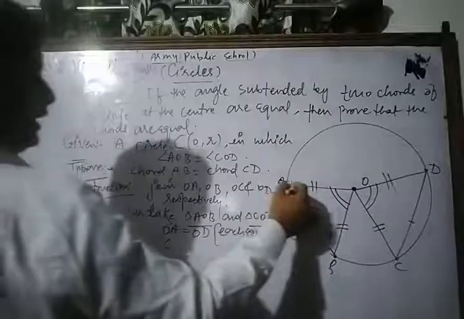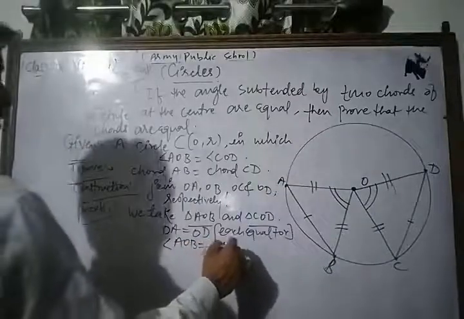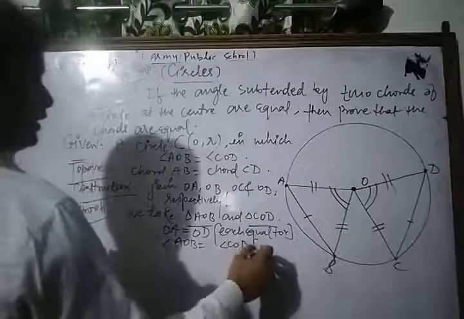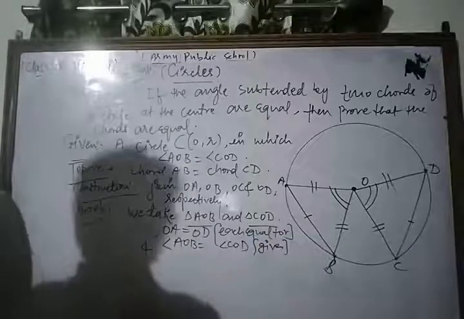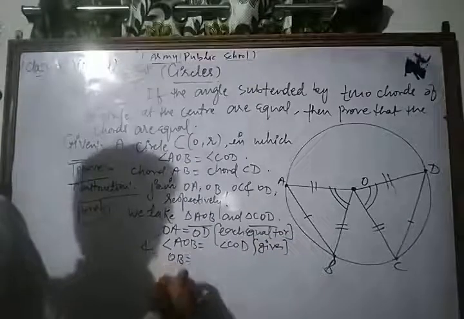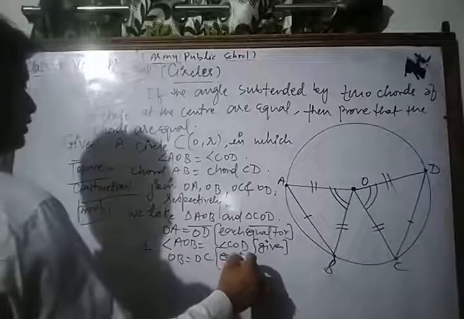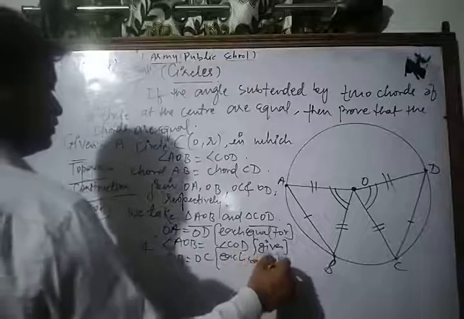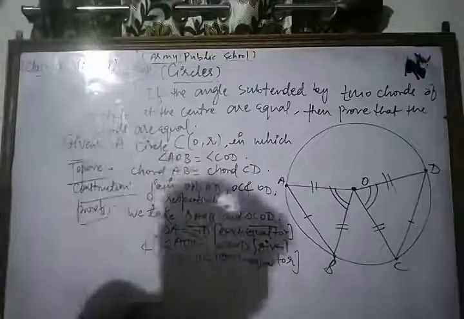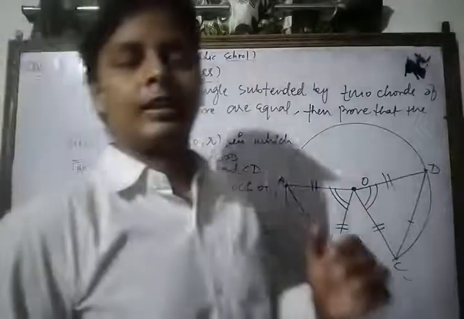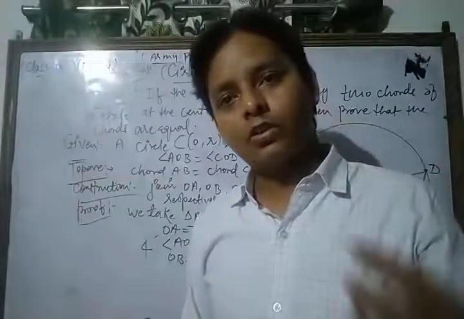And first, angle AOB is the same as angle COD. This is already given in our theorem. OB is equal to OC. This is also equal to radius r. Thus, by which congruence criterion? By SAS, meaning the side angle side congruence criterion.